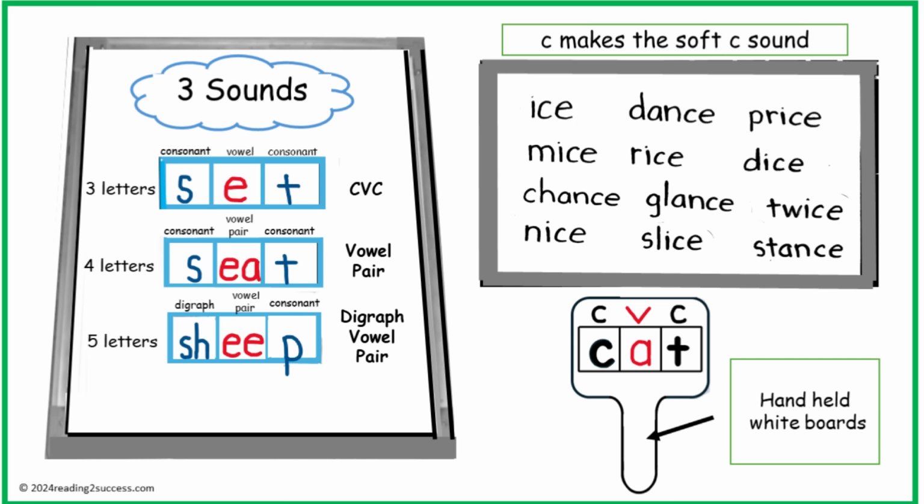In addition to syllable types, there is an example of 3 sounds using 3 letters, 4 letters, and 5 letters. Then we have writing words that have the soft C sound, and the handheld whiteboard showing a consonant vowel consonant word.